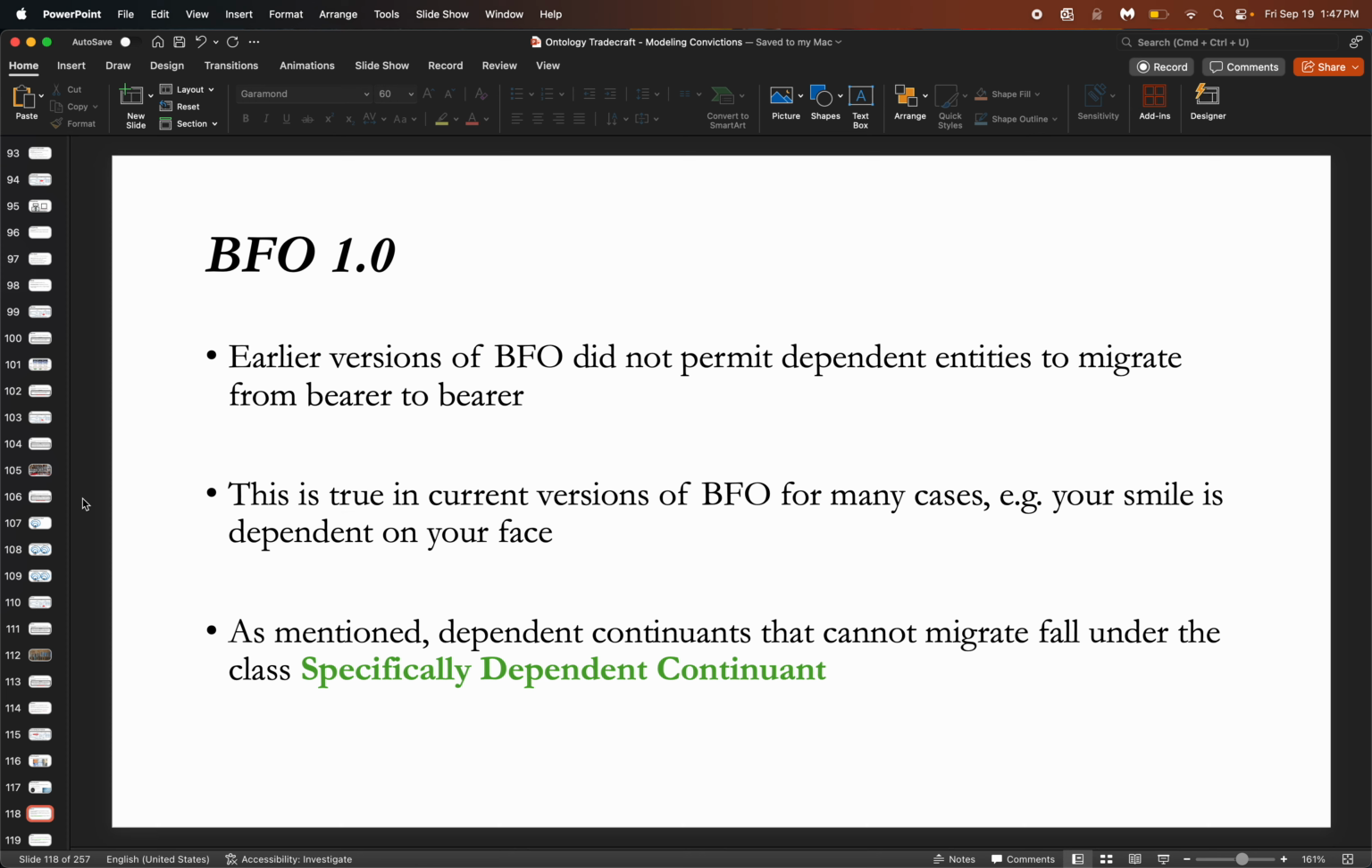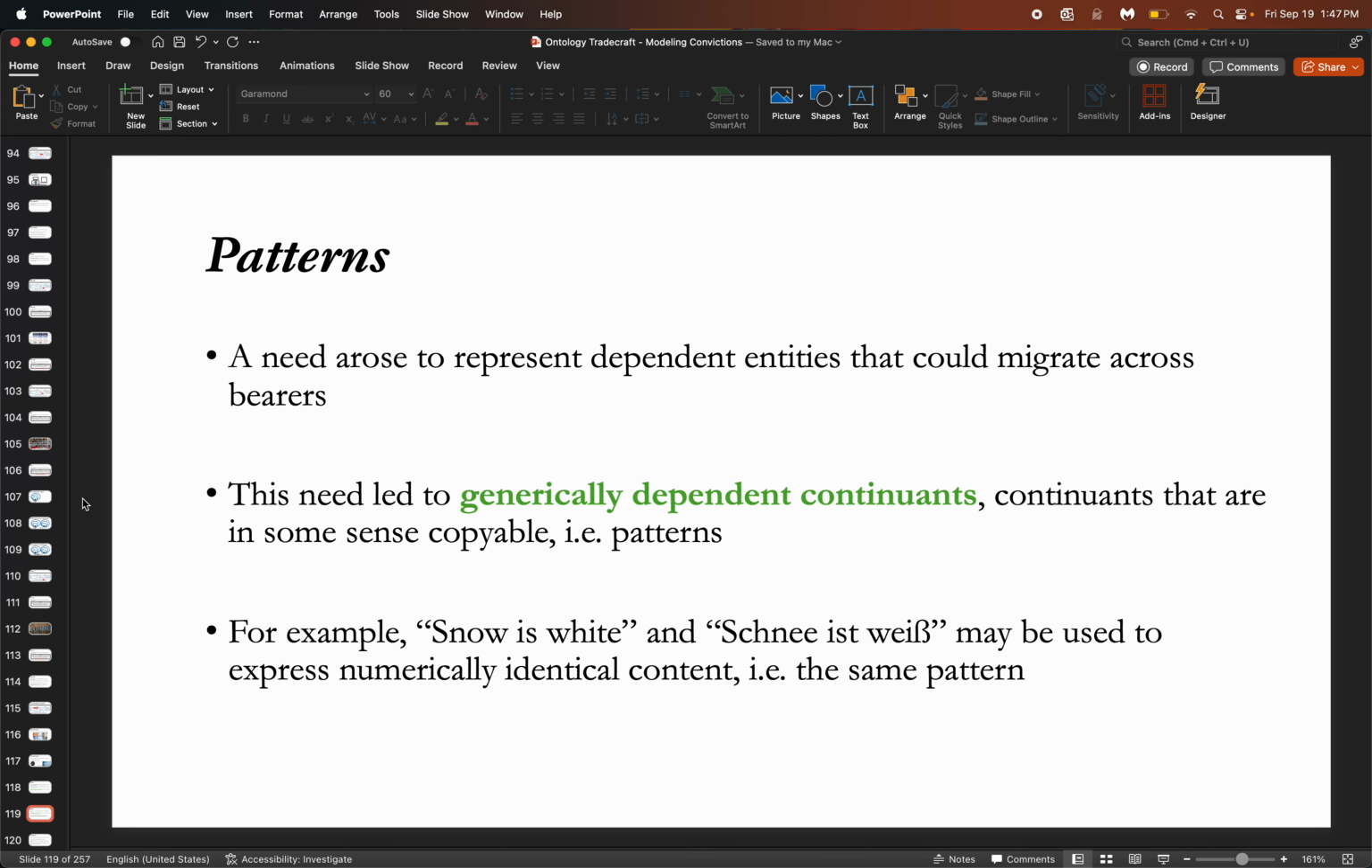But as mentioned, these traditionally and still do fall under specifically dependent continuant, but it was recognized that we needed to be able to allow for patterns that cut across bearers. And so this led to the creation of generically dependent continuants. And these are continuants that are in some sense copyable, that is, patterns. And I can tell you that Barry told me once that he named this class generically dependent continuant because it's such an ugly name, nobody would confuse it with anything else.